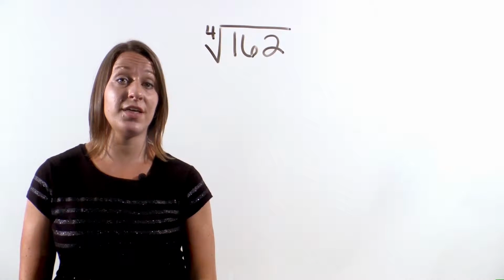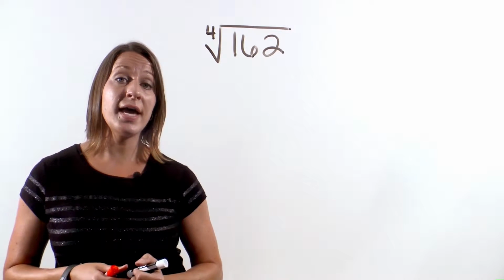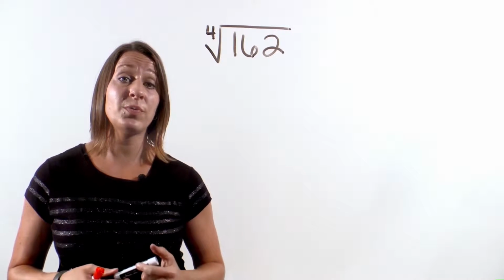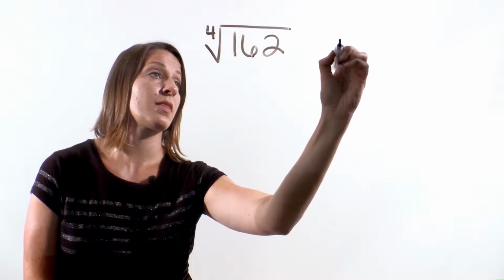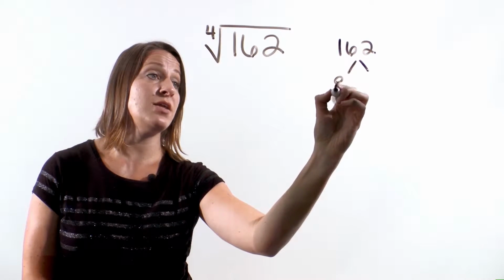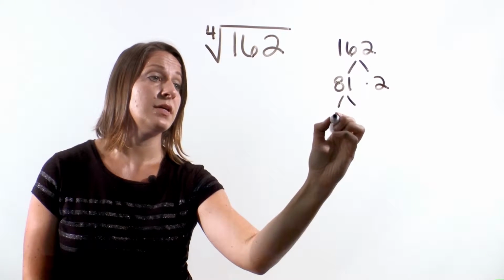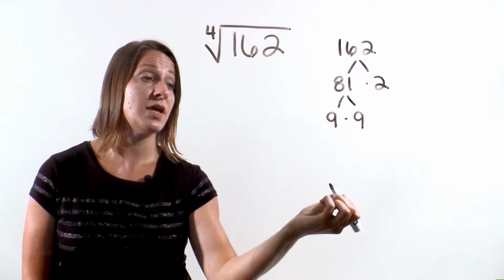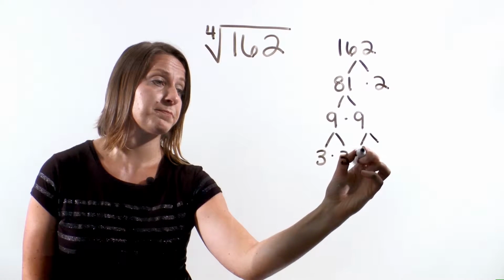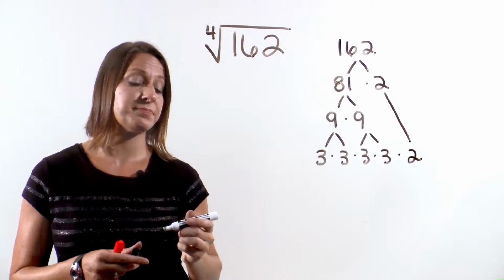Okay, let's do one more problem together. This is the 4th root of 162. So we're going to go ahead and make a factor tree of 162 and then see if we have 4 of the same number. 162 can break down to 81 times 2. 81 can break down to 9 times 9, and each of those 9s can break down to 3 times 3. And then we'll also bring this 2 down to the bottom line.